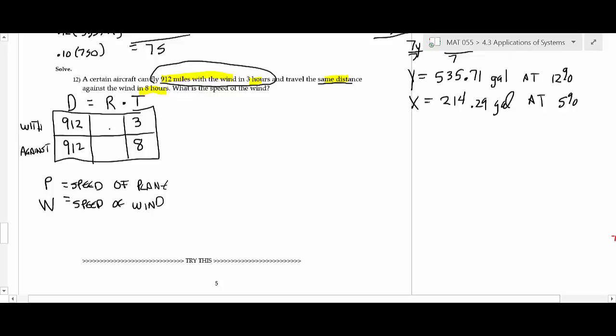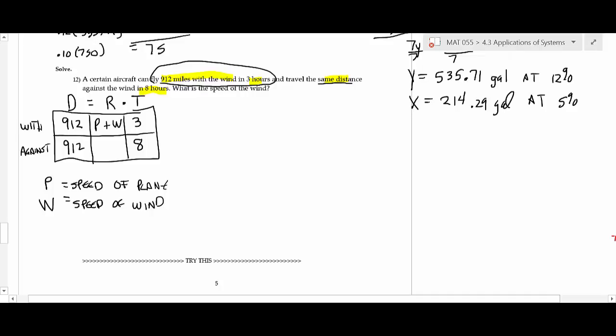All right, so let's see if this makes any sense. I'm the plane. The wind is making me go faster. So what would you do with P and W, you think? If W makes P go faster, what do you do? You add them, right? P plus W. You take the speed of the plane and you add the speed of the wind. That's making you go faster. Does that make sense?